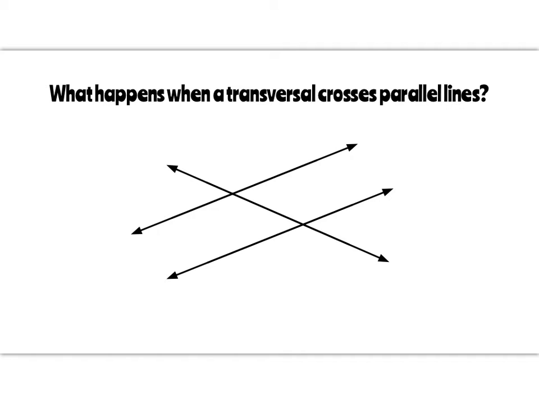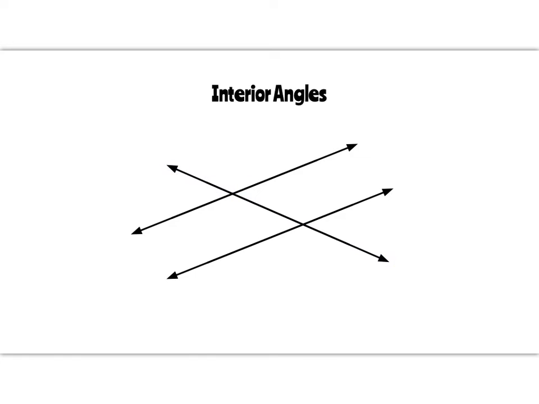And here's our big question for today. What happens when a transversal, that's this one right here, crosses parallel lines? Take a look at this diagram and see if you notice any special angle relationships that are formed. All right, let's take a look at some.